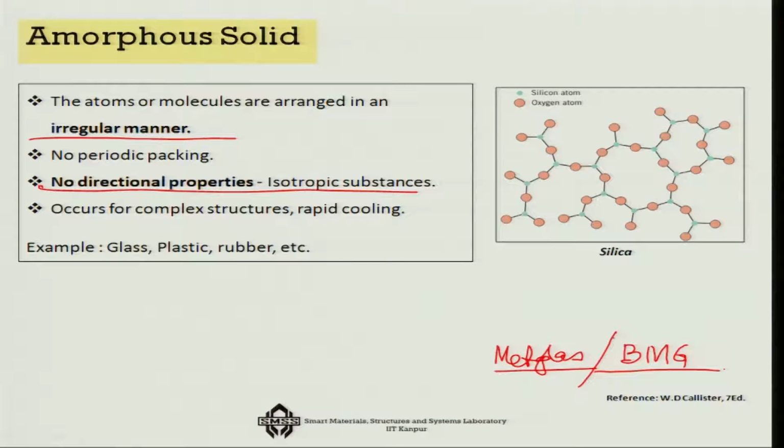By controlling the cooling rate, if the cooling rate is very slow, you get a crystalline structure, but if you make the cooling rate very fast, then you get a glassy structure out of it. So, that is one way of generating this amorphous structure.